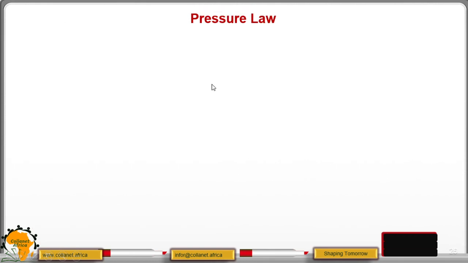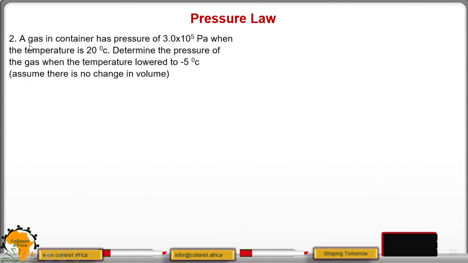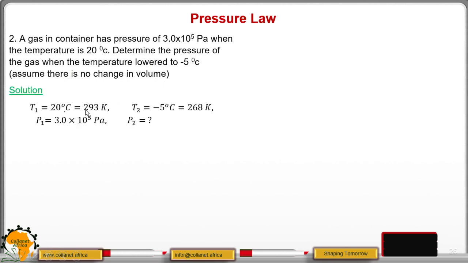Then after that, we have the second example. A gas in a container has a pressure of 3.0 times 10 to the power 5 pascals when the temperature is 20 degrees Celsius. Determine the pressure of the gas when the temperature is lowered to -5 degrees Celsius. And here we are assuming that the volume is constant.